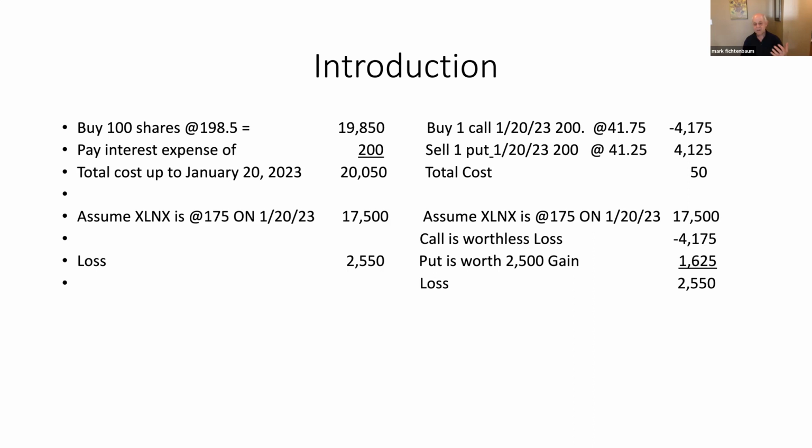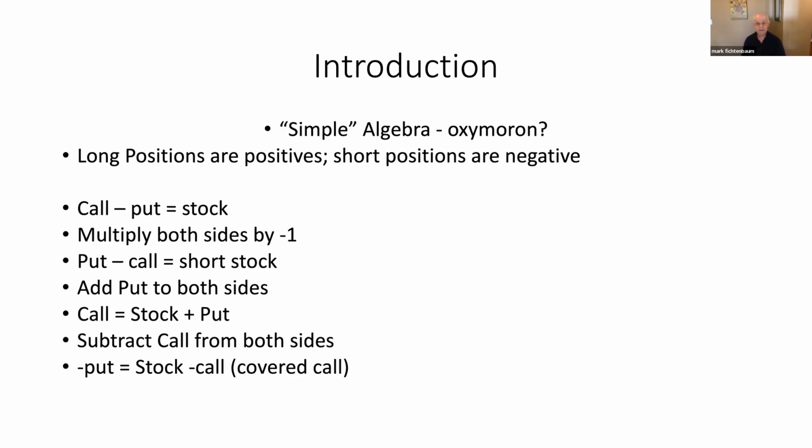And as I said, this works no matter what the underlying property is. It could be 100 ounces of gold. It could be barrels of oil. It could be a treasury note, or it could be shares of stock. If you're doing options, these rules apply universally. And now we go to the next page where I do simple algebra.